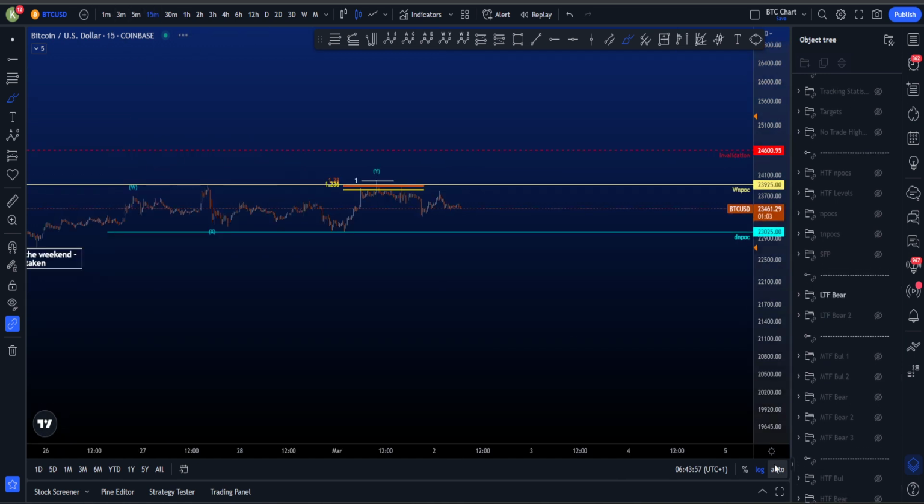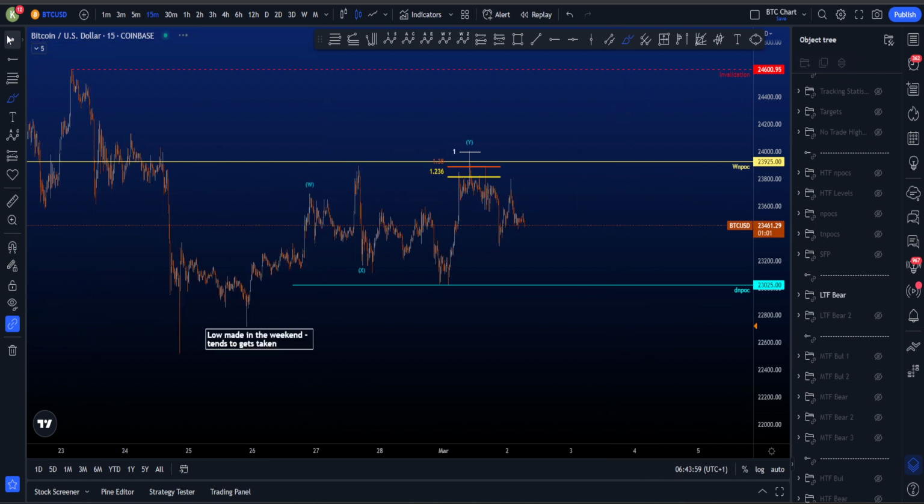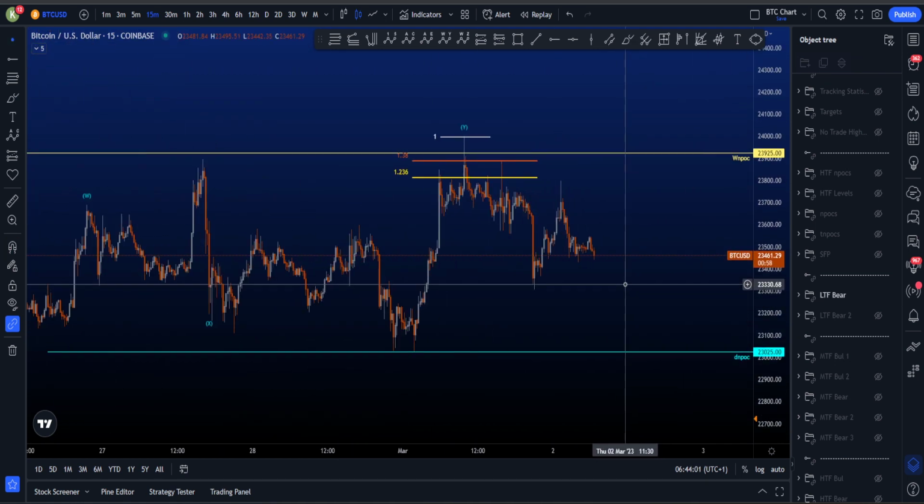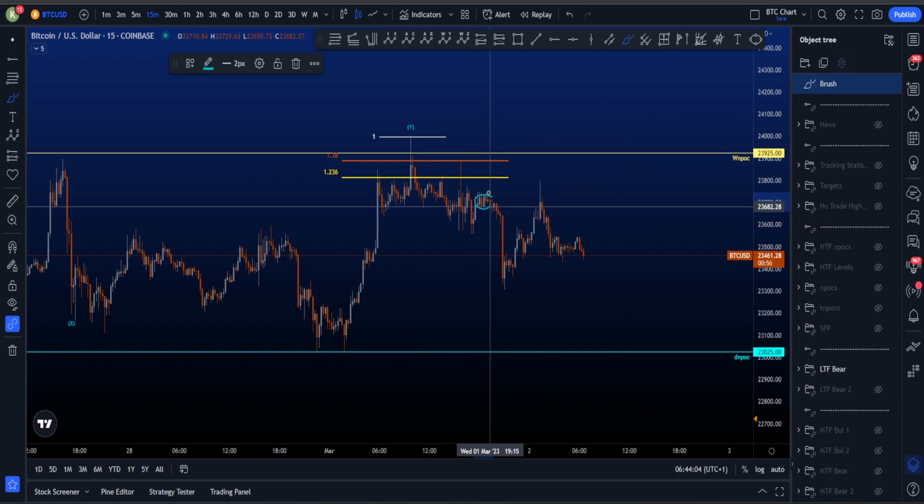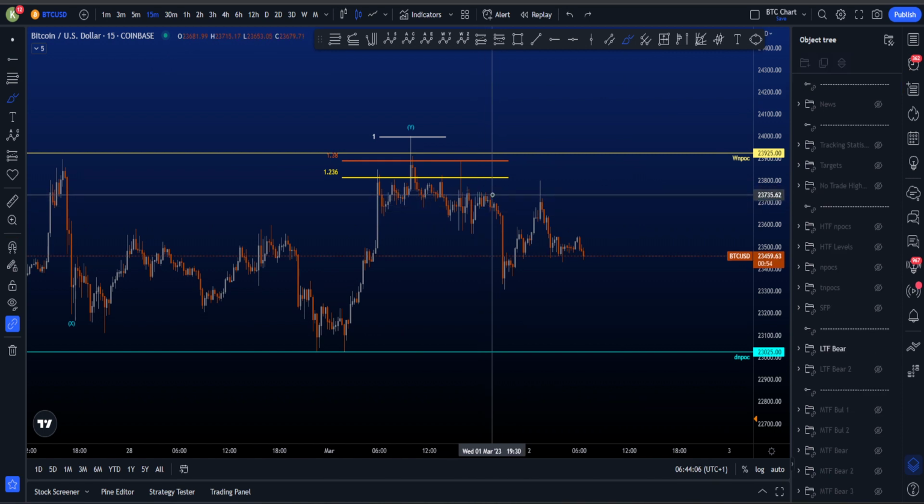Now on the lower time frame, we have the following scenario. So what was actually very, very nice, that in my previous video, which we recorded when price was over here, I said, guys, I have no bullish scenarios.